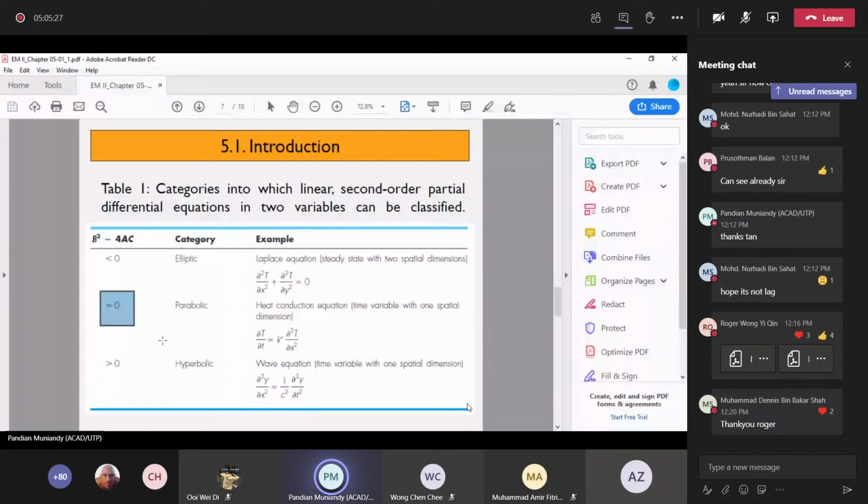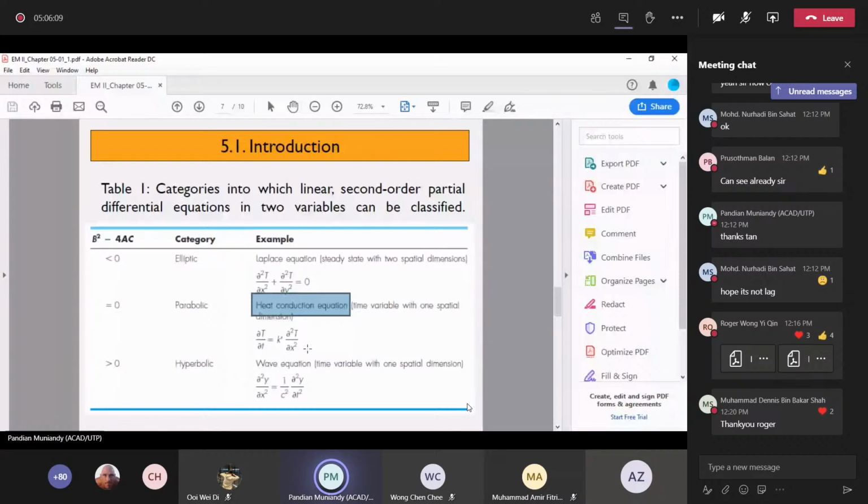It can be any form, B squared minus 4A1C1, for example. But they have to rewrite it in this form. That is the thing. So this is one example. But if it satisfies this equation, B squared minus 4AC equals 0, any equation that satisfies this is parabolic. But here they are giving one example. This is not general. This is the heat conduction equation, del T over del t equals K dash del squared T over del x squared. One example.